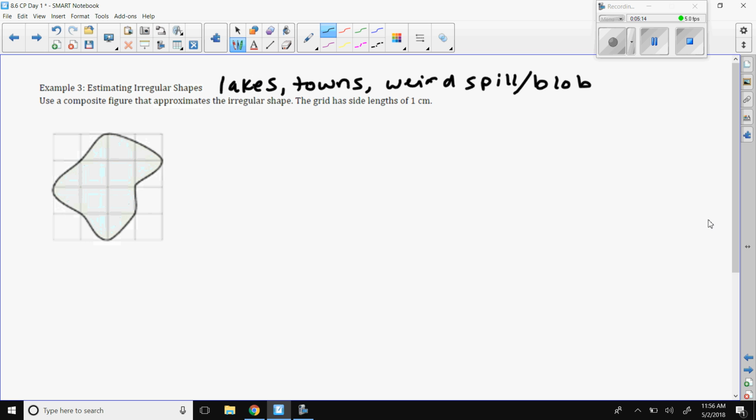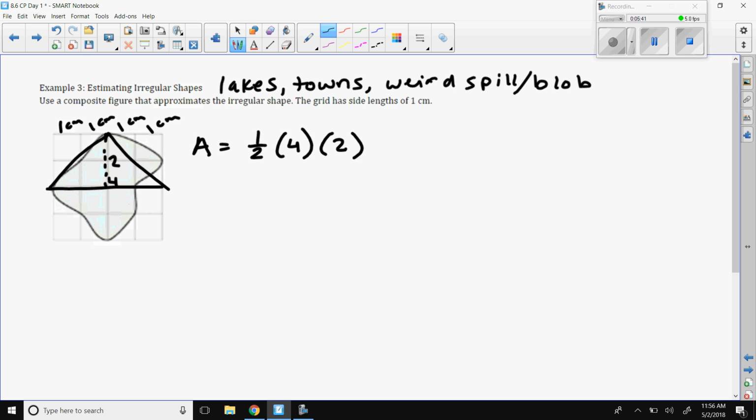Okay, the one that I see here is that I'm going to be able to figure out what the base and the height is maybe a triangle, where I'm going to have a base length here of 4, and then I could draw the height in as 2. Each of these is 1 centimeter. Okay, so the area that I have here is 1/2, my base is 4, and my height was 2. I can figure that out.